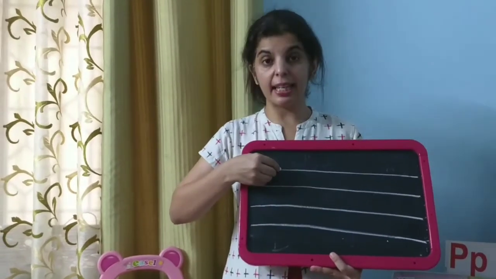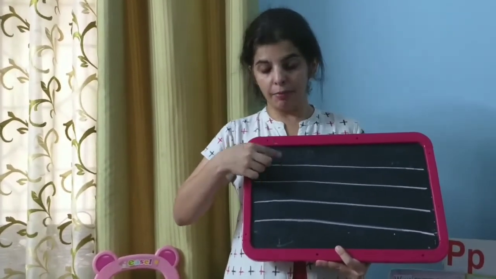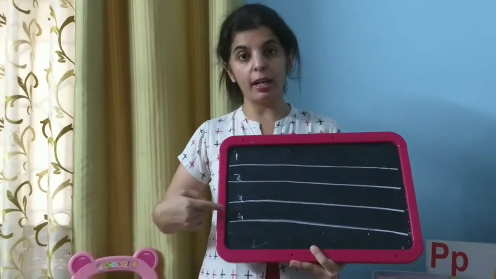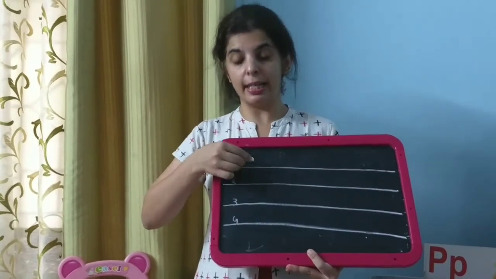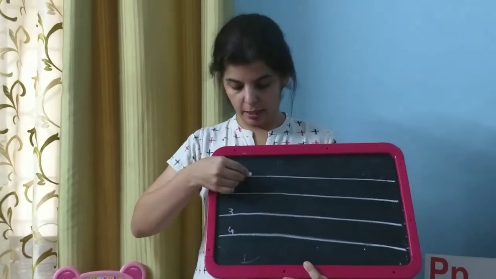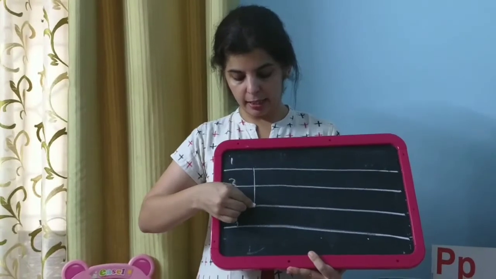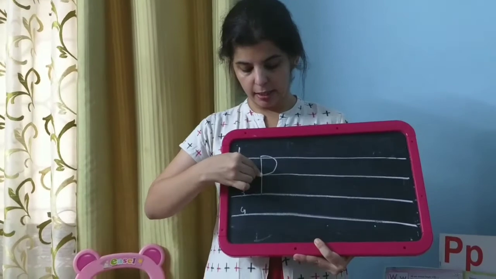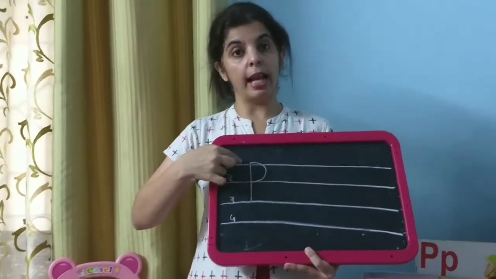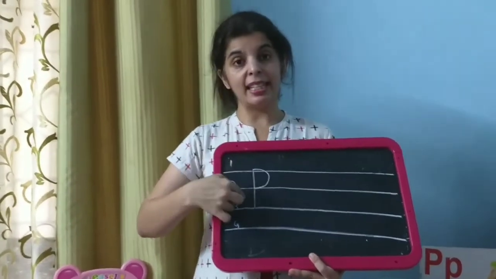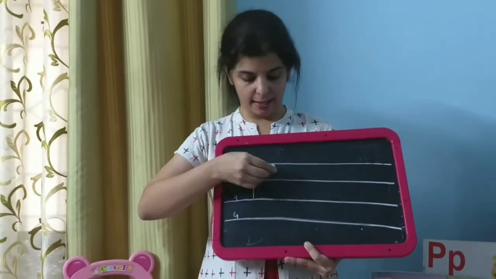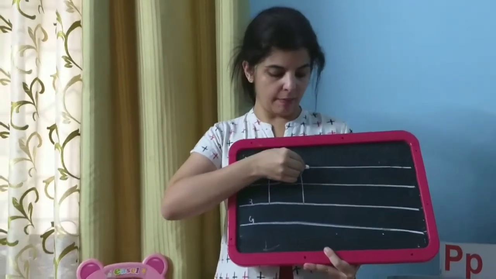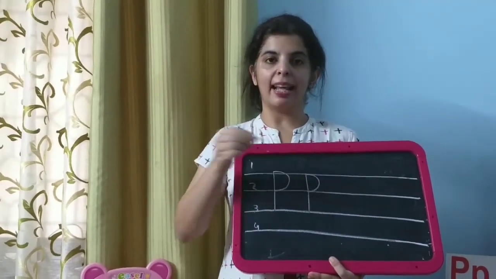The first alphabet is P. So we start from the first line. Remember, dividing into four lines. So we start from the first line down to the third line. So we make a standing line till number 3 and then one curved line like this from line 1 to line 2. This is P. Let me show you again. Standing line and one curved line like this.